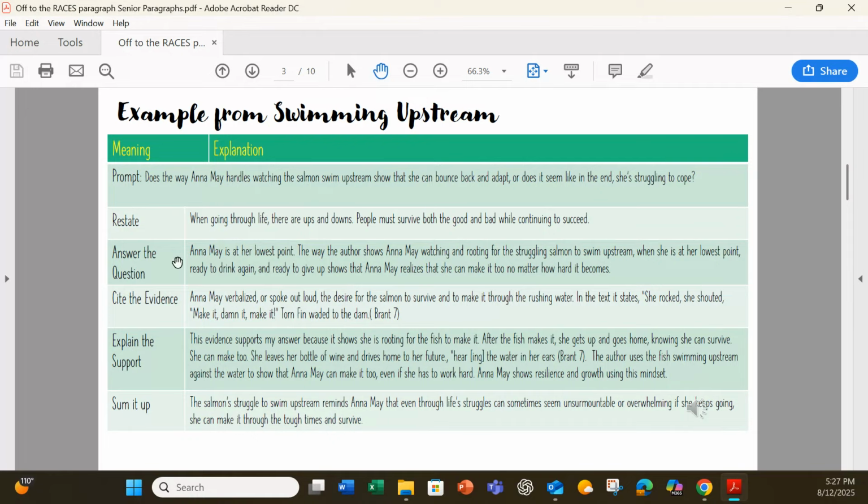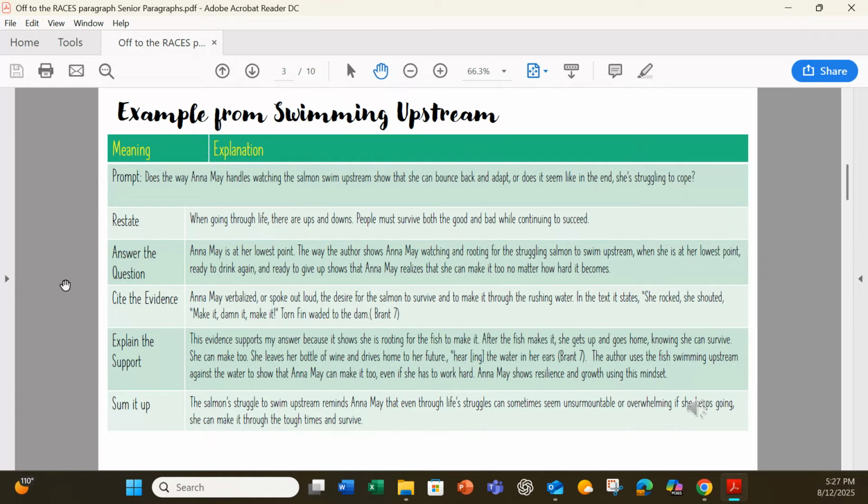That is next. "Anna May is at her lowest point. The way the author shows Anna May watching and rooting for the struggling salmon to swim upstream when she is at her lowest point, ready to drink again and ready to give up, shows that Anna May realizes she can make it too, no matter how hard it becomes."